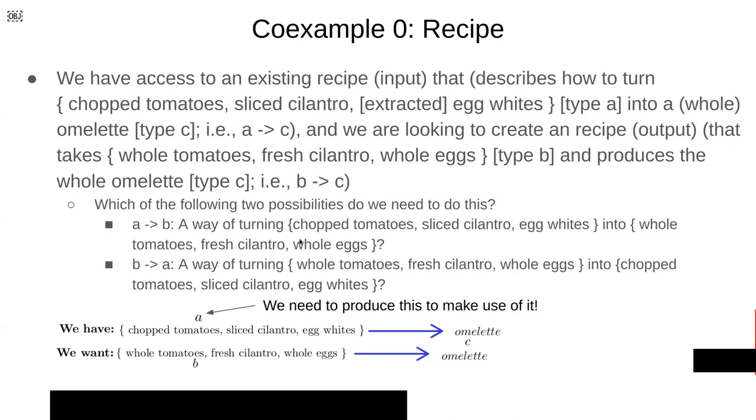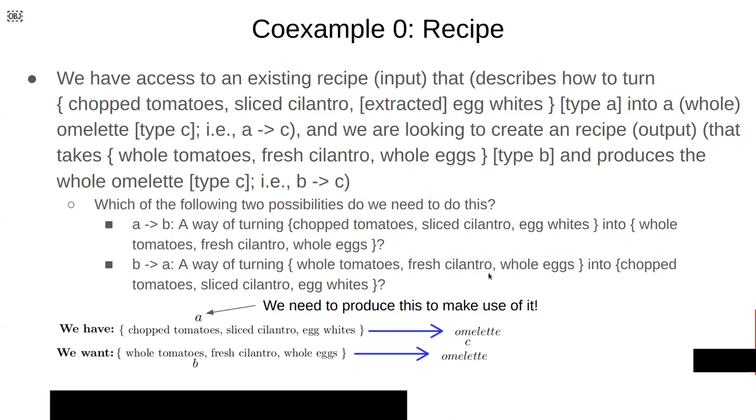I suspect it's turning this into that. Yeah, because you want a recipe that will start with this, consume this, and produce this from it, and then we can use this original recipe. All we need to do, if we have this recipe given to us, is add something at the beginning of it that says how to turn whole eggs into egg whites.